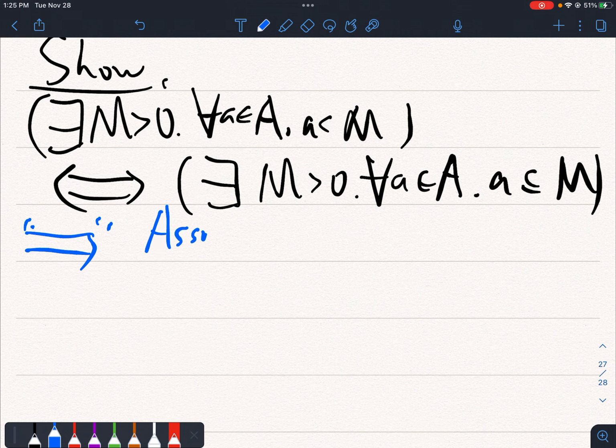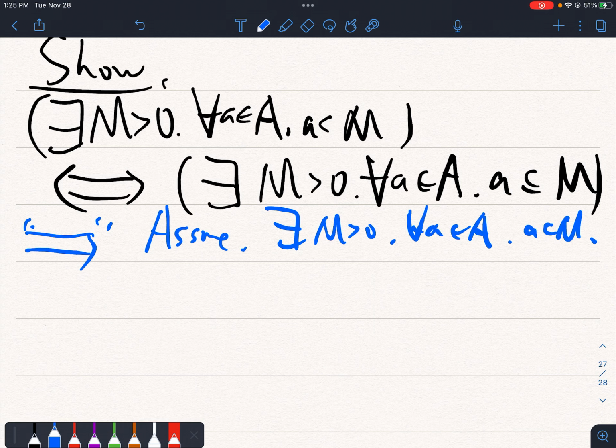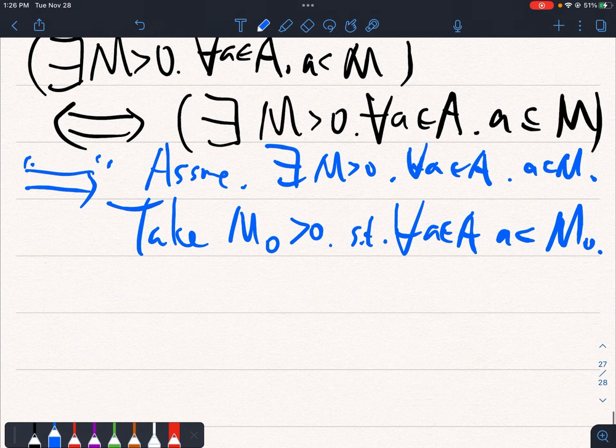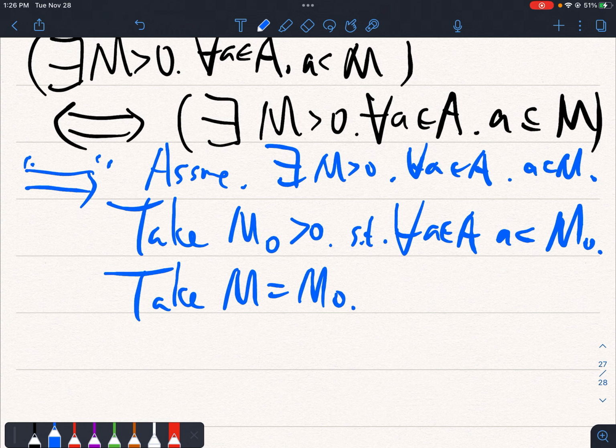So you can assume that there exists some m greater than 0 such that for all a in A, you will have a is less than m. So this means we can take some m naught, okay? Greater than 0 such that for all a in A, we have a is less than m naught. And then now we want to show that this is true. So we take m to be the same m naught. Okay, it's still greater than 0 for sure.